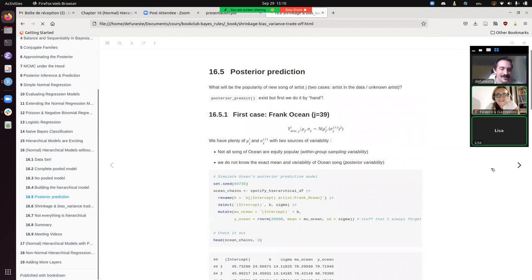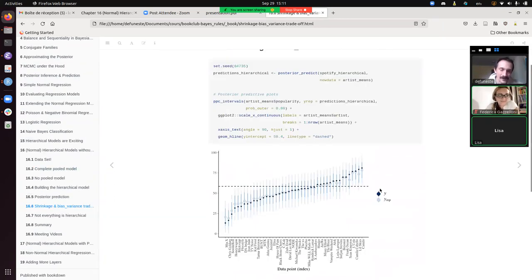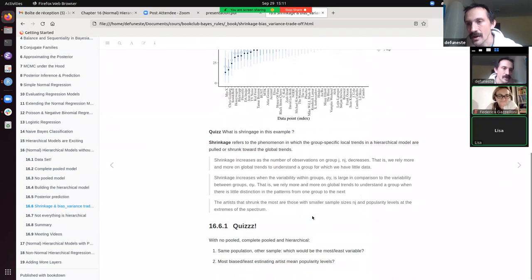Yeah. So obviously, this is the famous bias-variance trade-off. When you are not taking into account, for example, the group, obviously you have less variability, but you tend to be more biased. In the other direction, if you take the artist, you are less biased because you target an artist well, but you have more variability in your model. And finally, the best one is obviously the hierarchy one. Okay.